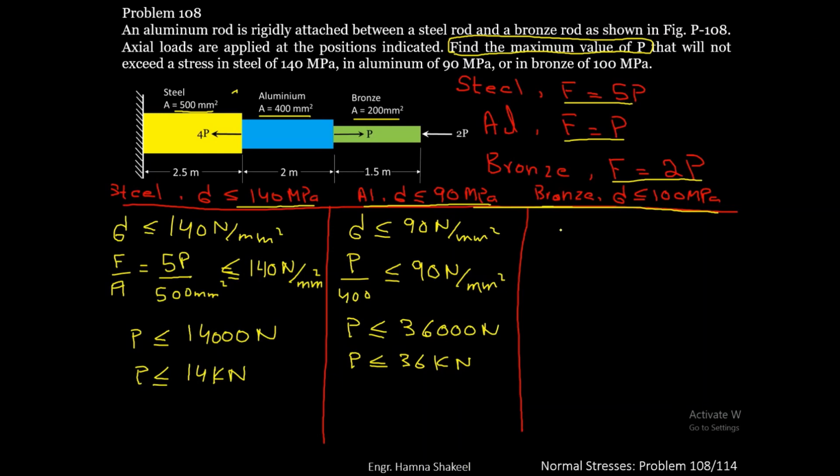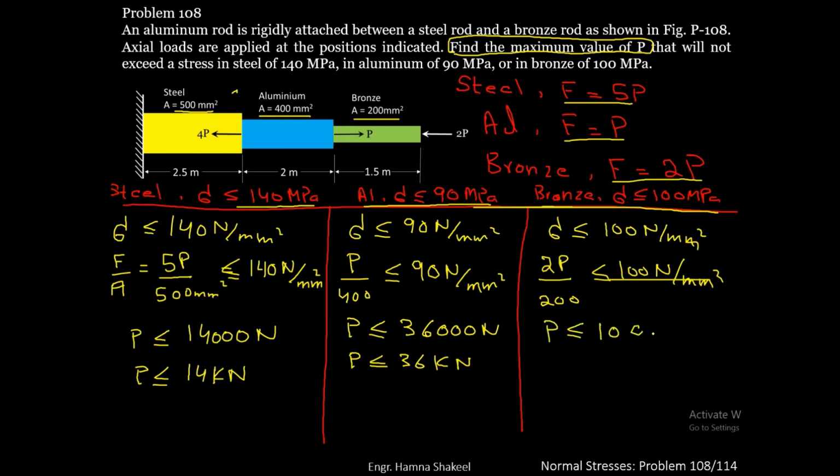Let's do the same for bronze. So stress in bronze must be less than or equal to 100 Newton per millimeter square. The force in bronze is 2P. The area of bronze is 200. When you solve this, you get P less than or equal to 10,000 Newton, or you can say P less than or equal to 10 kilonewton.